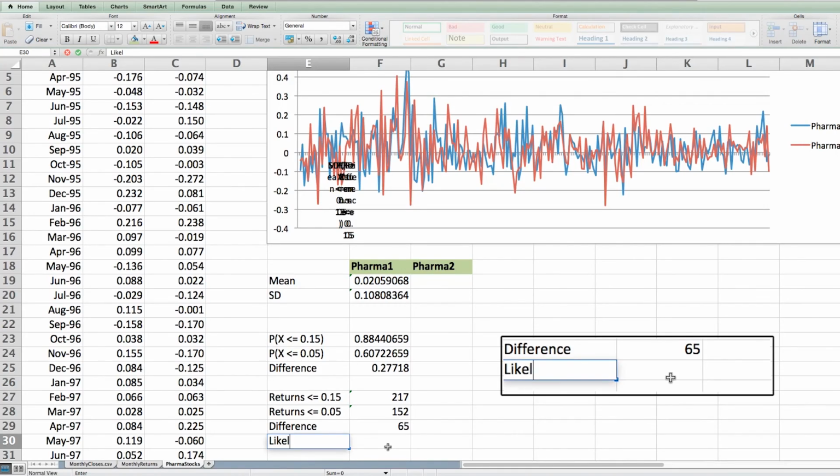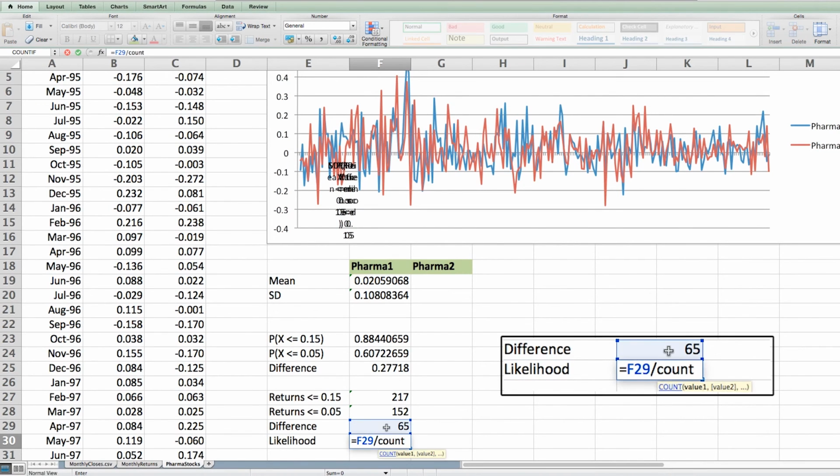Now these are counts, we are looking for likelihood. So we should divide by the total number of months. This time it is monthly returns, so it will be 239 and not 240. So I have the likelihood as equal to 65 divided by the count of everything in B, and I get 27.19, or 27.2%. Contrast that with 27.7%, which is the ideal prediction.